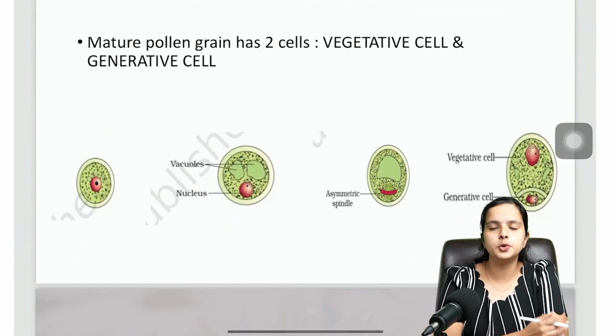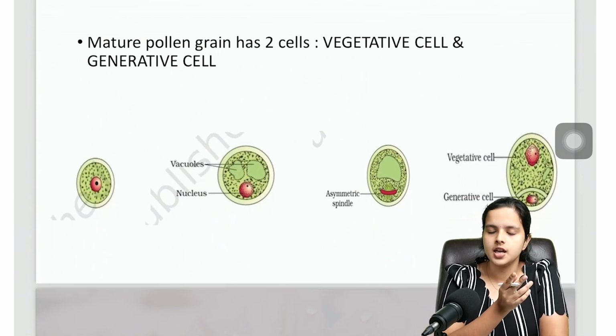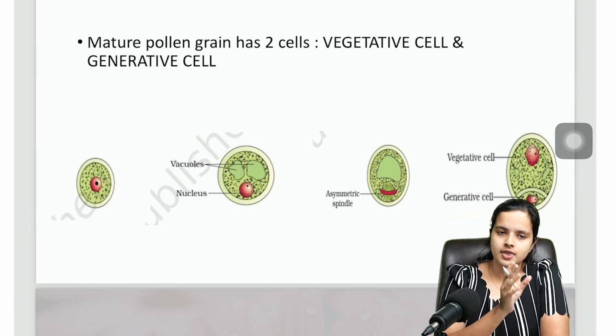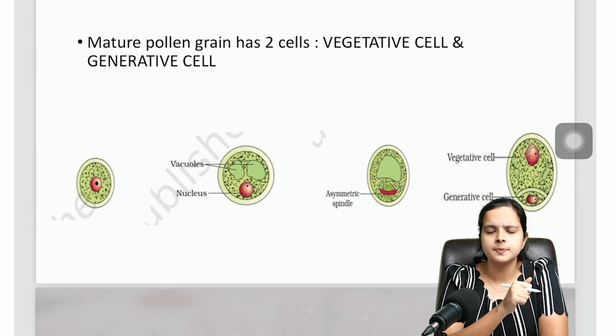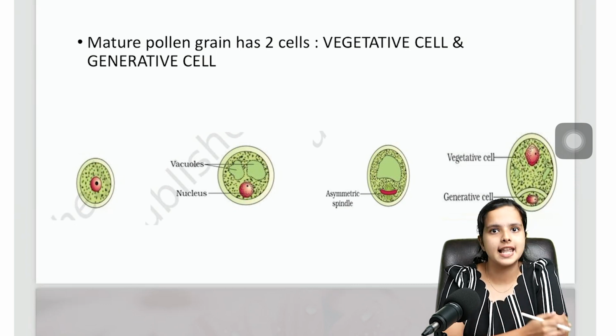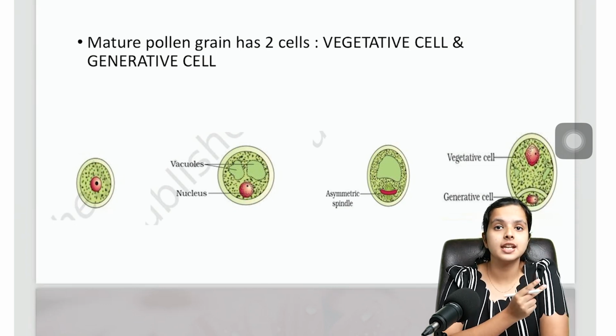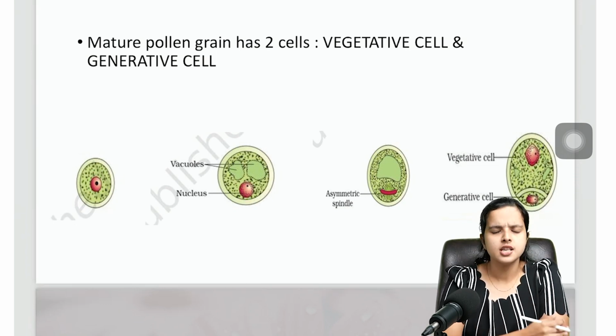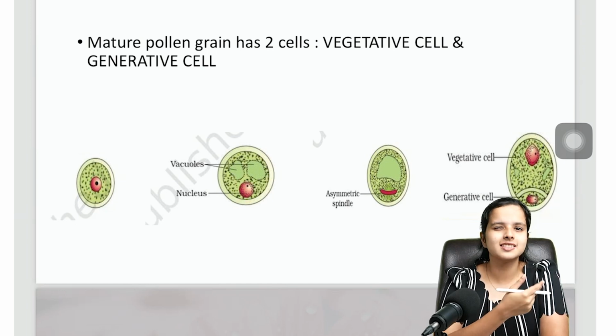So usually pollen grain comes in two stages. When the pollen grain is released from a plant, it can be in two situations. One, it can be in a two-celled stage, and the second situation, it can be in a three-celled stage. So, what is this two-celled stage? What is this three-celled stage?